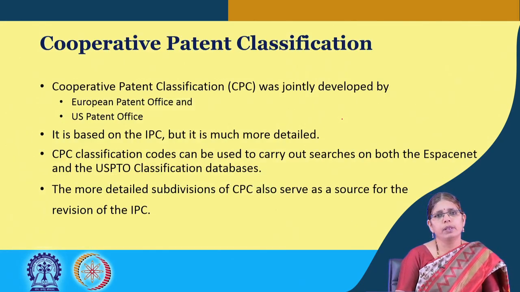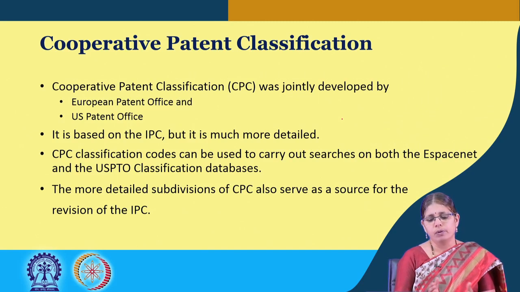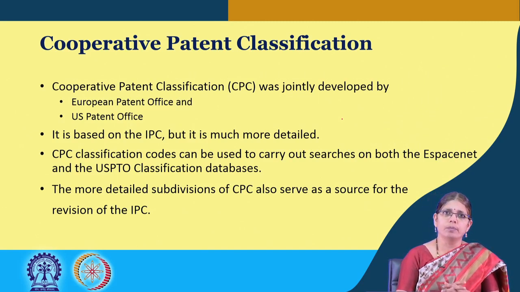The Cooperative Patent Classification is a more recent patent classification, which has been jointly developed by the European Patent Office and the US Patent Office. It is a more detailed classification, going even beyond the IPC classification. So, though it is based on the IPC, it is much more comprehensive, and many of the patent offices have already been using the CPC-based classification.